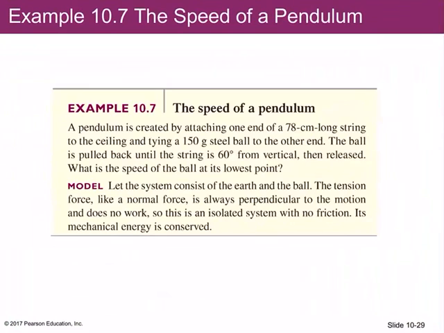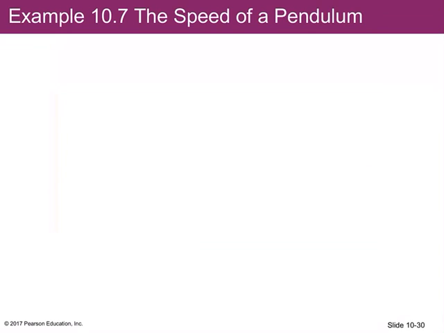Okay, we are on example 10.7, the speed of a pendulum. So this is just showing kind of what we've already been doing, but involving an angle. Okay, so this is stating that a pendulum is created by attaching one end of a 78 centimeter long string to the ceiling and tying a 150 gram steel ball to the other end. The ball is pulled back until the string is 60 degrees from the vertical. Then released. What's the speed of the ball at its lowest point?